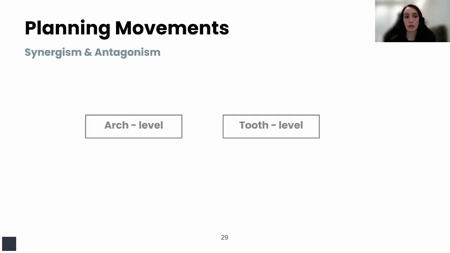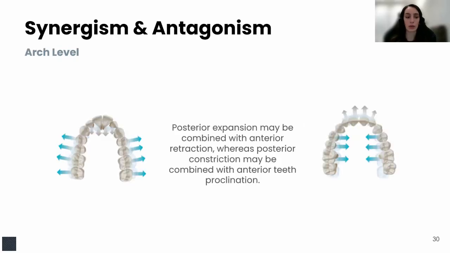So this is basically the main concept of how we think of synergism and antagonism when planning movements. So now let's talk about them one by one, or little by little. Whenever I want to plan posterior expansion, for example, one of the movements that I can plan along with it in order to have them expressed better would be retraction. And I'm just going to use this aligner that I have here for demonstration.